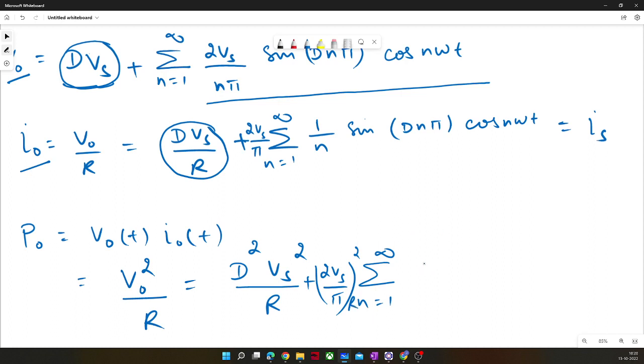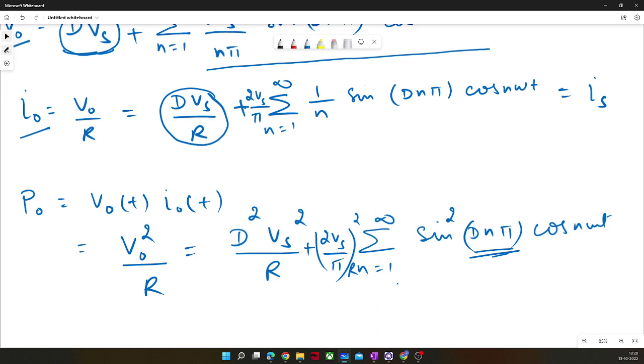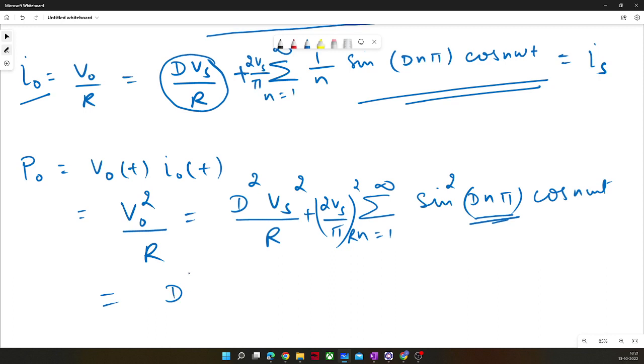Okay, sine square dn pi cos n omega t. Okay, so sine has the component of pi, so it is a multiplication of pi. So it should be zero, or any kind of integration with sine in a full time period, because this is a harmonic component, and if you want to calculate the value, you have to integrate from 0 to T, so that will give you 0. So here you will get P naught is equal to d square Vs square by R.